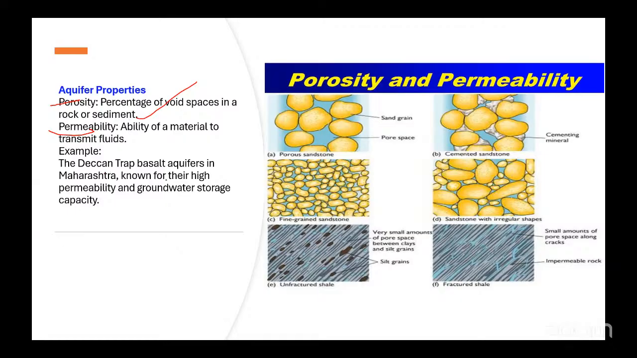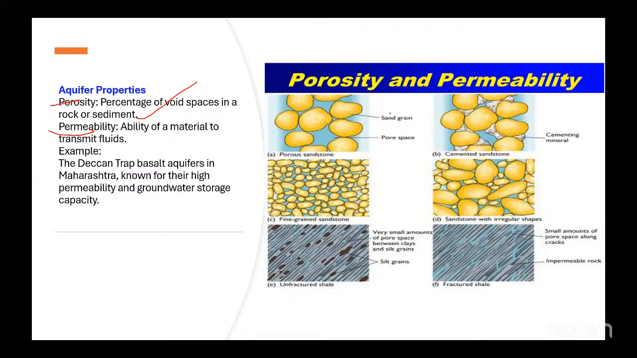The best examples are the Deccan traps, basalt aquifers in Maharashtra, known for their high permeability and groundwater storage capacity because of weathering conditions and all. So it may have wide spaces, and those are filled with water.